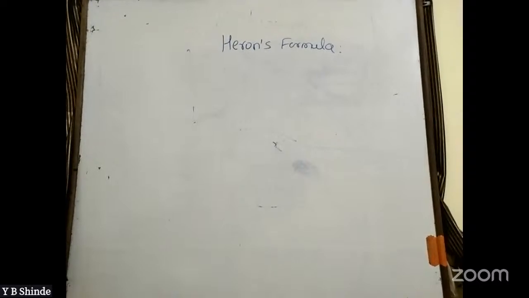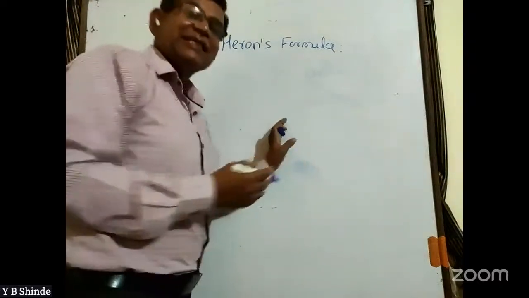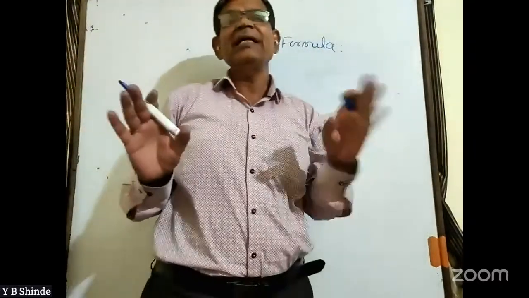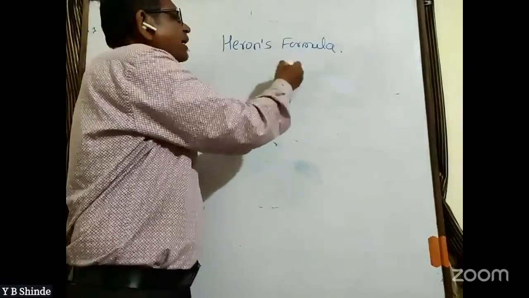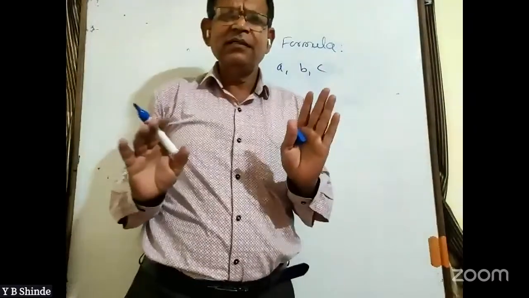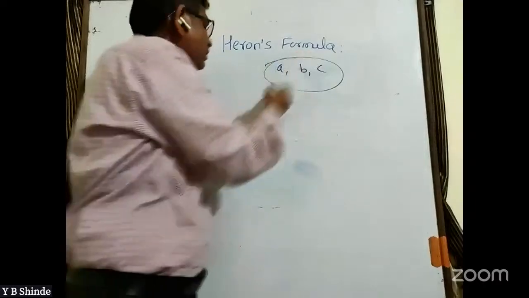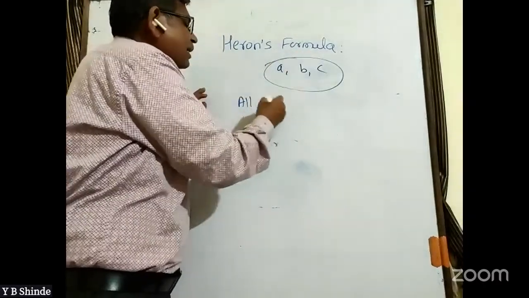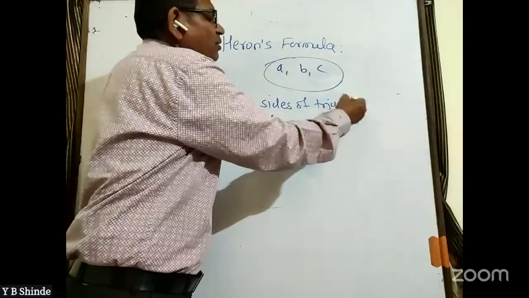Now see here, Heron's formula. What is Heron's formula? Heron's formula is related to the perimeter of the triangle and each side of the triangle. See here, we have the sides of the triangle, say A, B, C. Any triangle, whatever may be the sides, and all its sides are known. It is important that all sides of the triangle are known.